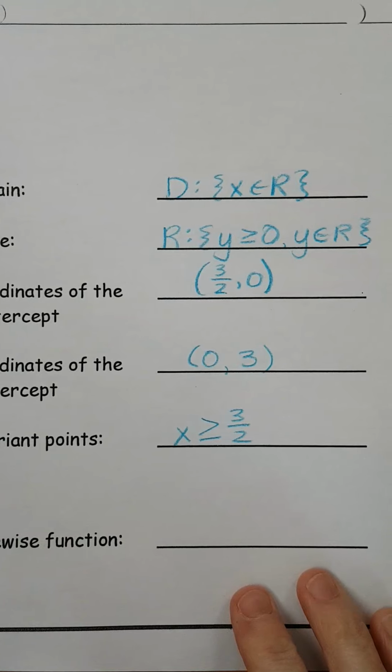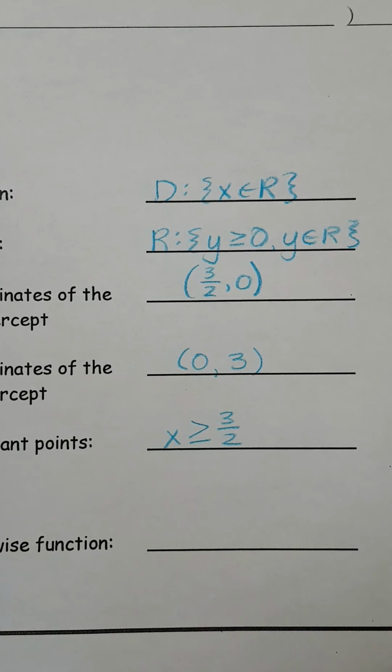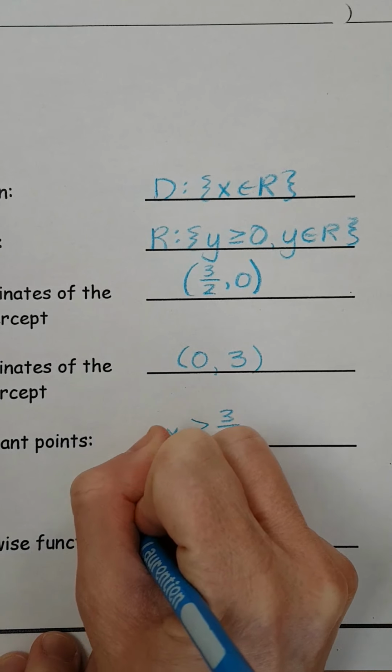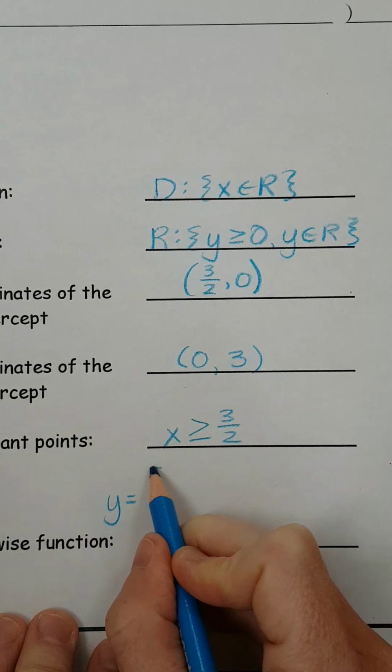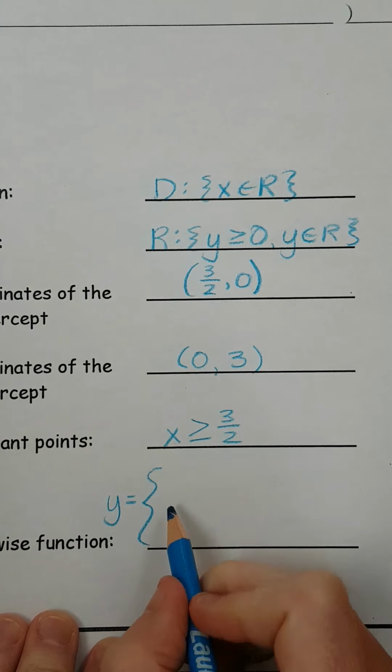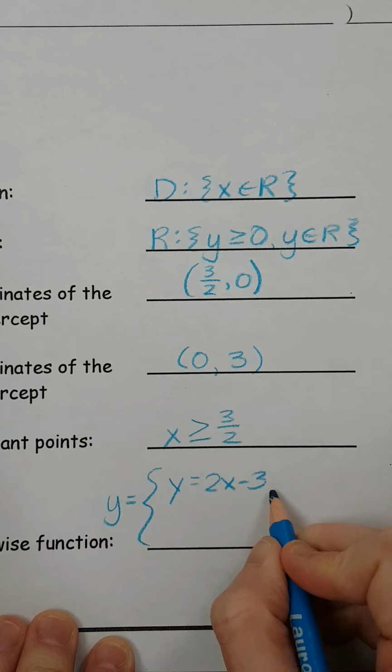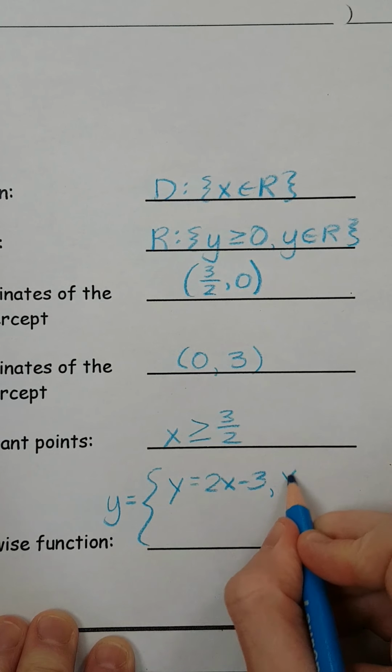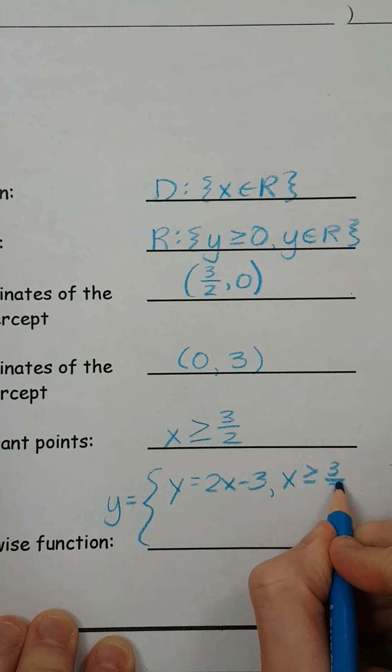So the piecewise function is usually the trickiest part, and students get it, they just have to practice a little bit, right? So two equations for each part of the V. The first one was y equals 2x minus 3, for all points where x is greater than or equal to 3 over 2.